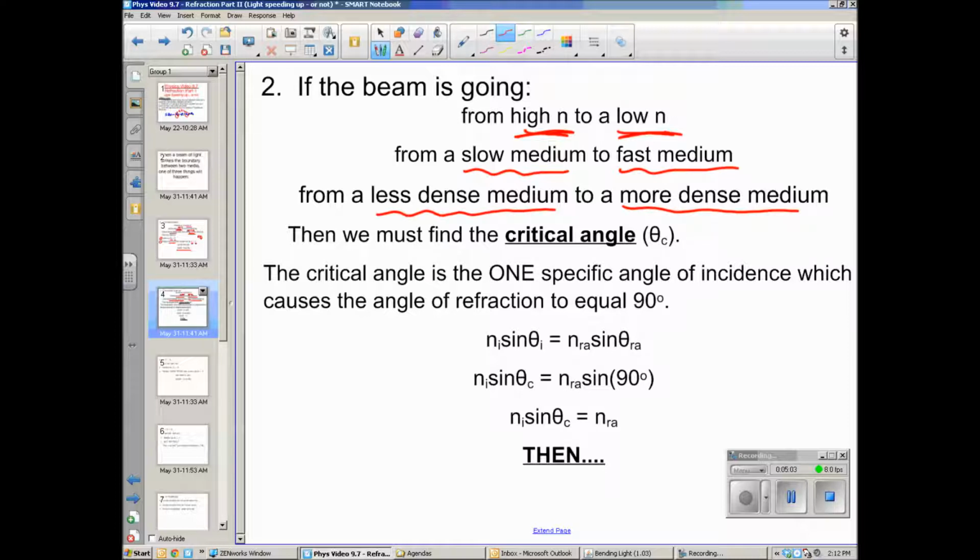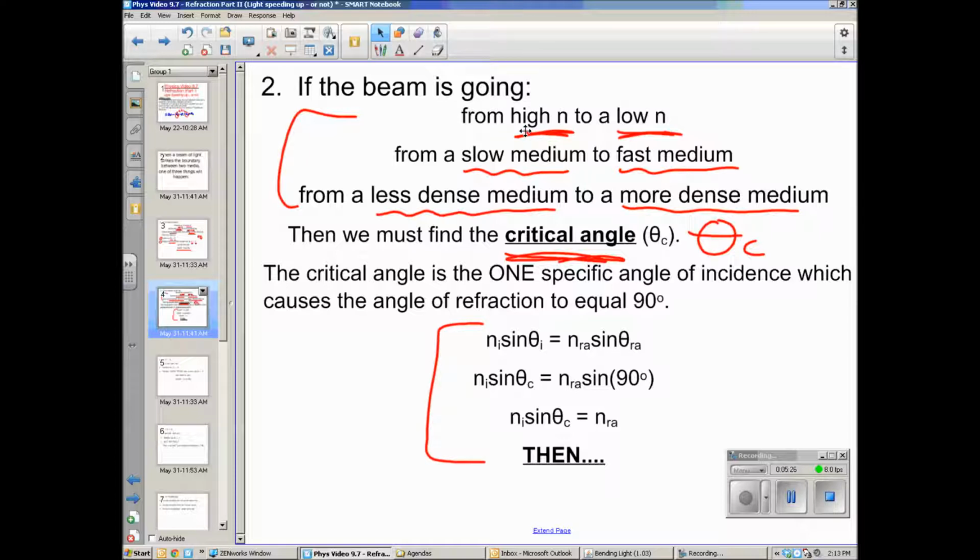All right. When that happens, then you must find what is called the critical angle. All right. The critical angle is the one specific angle of incidence which causes the angle of refraction to equal 90 degrees. Okay, so let me come back to this in a second. All right, let's go back to our little simulation here.